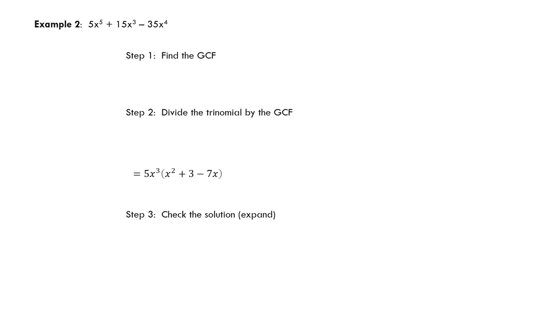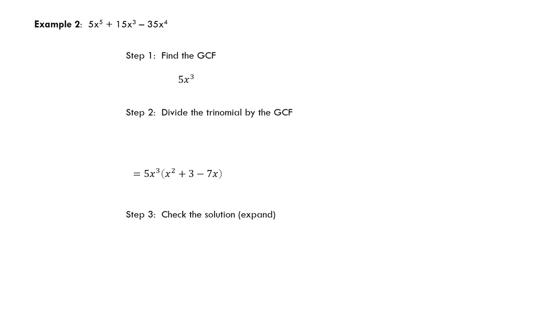Here we are, example 2. 5x to the 5th plus 15x to the 3rd minus 35x to the 4th. Now we can see fairly readily that all of these would divide by 5, but there is more to it than this. Not only will they divide by 5, they will all divide by 5x to the 3rd. That is the greatest common factor.